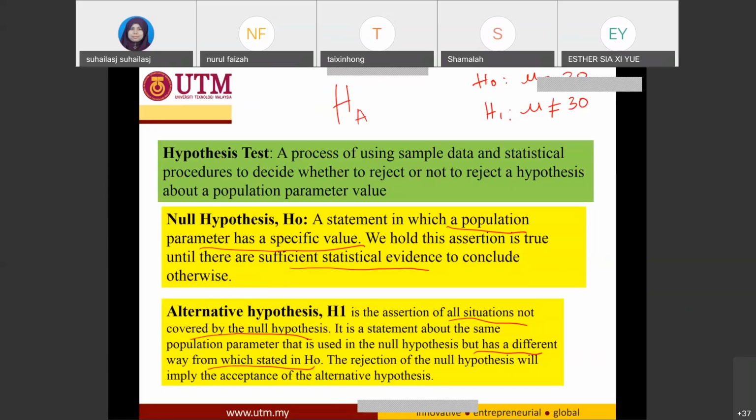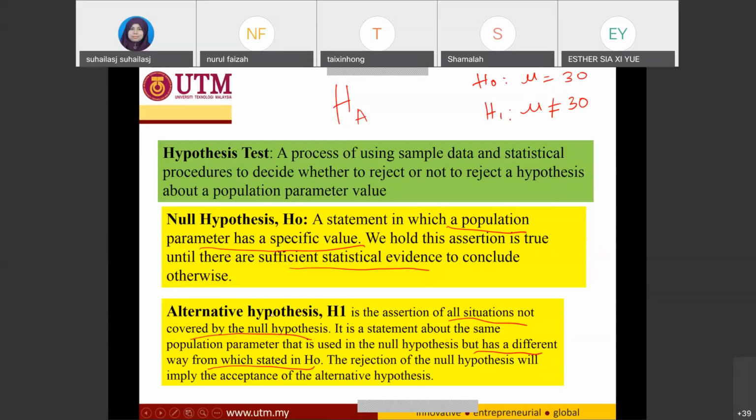So in hypothesis testing, we will have a null hypothesis and also an alternative hypothesis. Okay, the null hypothesis is your H0. This is a statement in which a population parameter has a specific value. For example, let's say we have the population parameter mean, so here we have your mu. We just write down the null: mu is equal to 30.